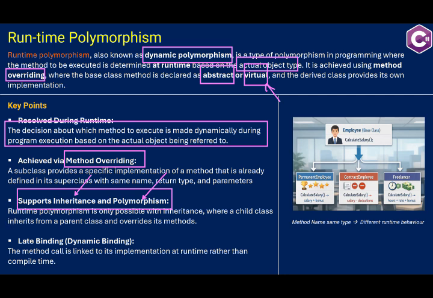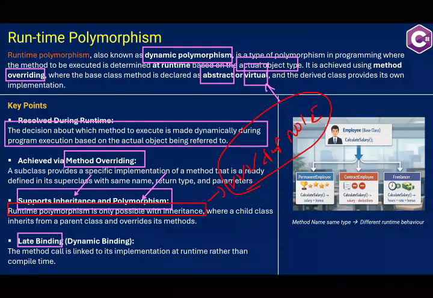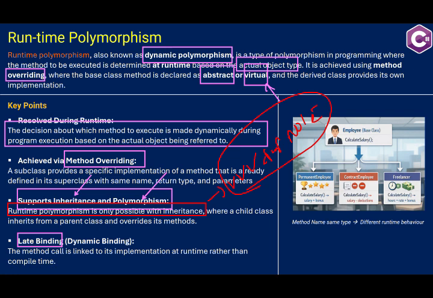Runtime polymorphism is very important. Runtime polymorphism is only possible with inheritance. It's a very, very important note. Without inheritance you cannot implement runtime polymorphism, and you cannot do method overriding without inheritance. That is a very important point you have to note here. And it supports late binding, so the method call is linked to the implementation at runtime rather than compile time. This is called late binding.